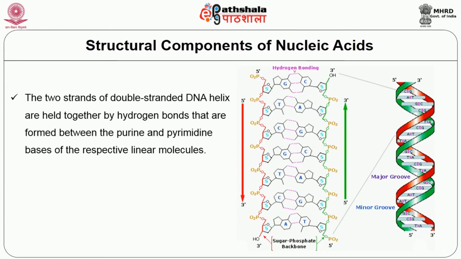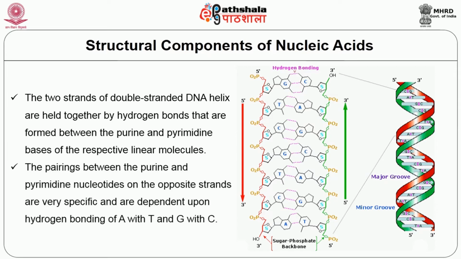The two strands of double-stranded DNA helix are held together by hydrogen bonds that are formed between the purine and pyrimidine bases of the respective linear molecule. The pairings between the purine and pyrimidine nucleotides on the opposite strands are very specific and are dependent upon the hydrogen bonding of A with T and G with C.